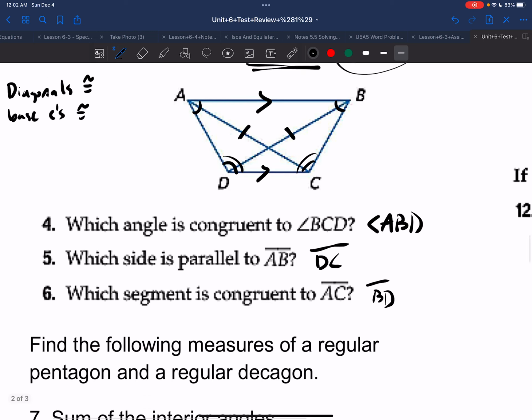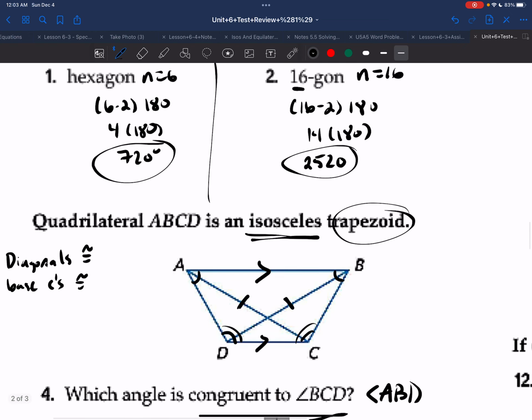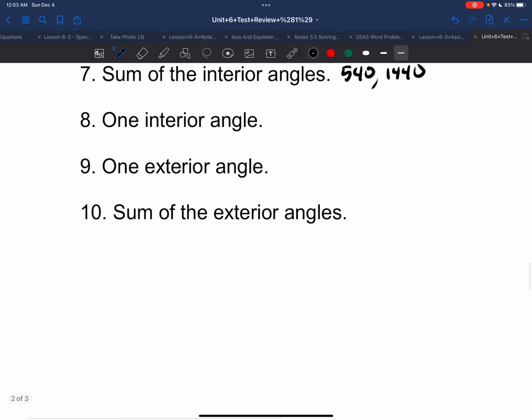All right, let's go ahead and take a look at this. This is pretty much a repeat of what we just did. So for 7, I'm just going to put the answers. To find the sum of the interior angles of a pentagon, that's going to be 540, and the sum of interior angles of a decagon should be 1,440. So you can go ahead and look at how you do the examples here. It's the same thing, but here.